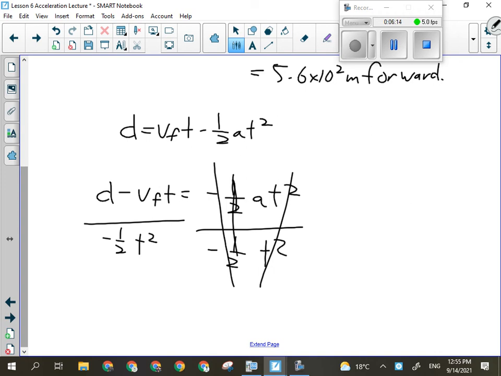All right, and once again, you would not have to solve for T unless VF was 0, okay? Because then the first T would disappear, and you'd have 0 minus AT squared, and you could go from there. All right. Questions on that formula?